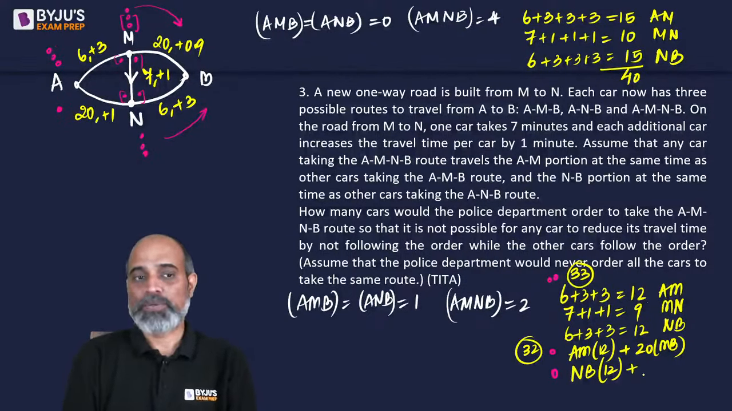Okay, next one. I believe it's the same language. A new one-way road is built from M to N. Each car now has 3 possible routes to travel. On the road from M to N, 1 car takes 7 minutes. Okay, so everything is the same as the previous one. Now the question is, if all the cars follow the police order, what is the minimum travel time from A to B? So we just saw what is going to happen, right? The minimum travel time is going to be 29.9 minutes. That's the time they are going to take in order to reach there.